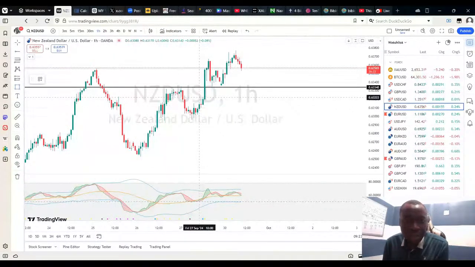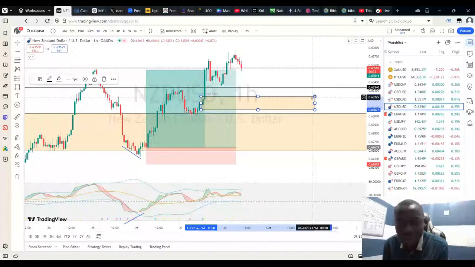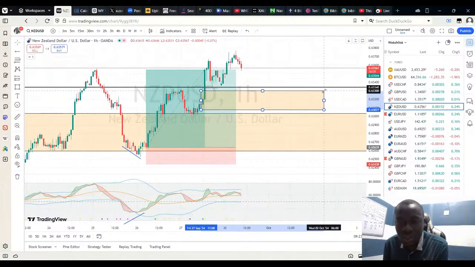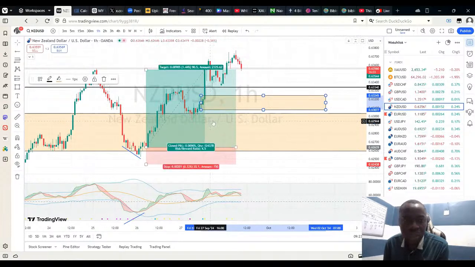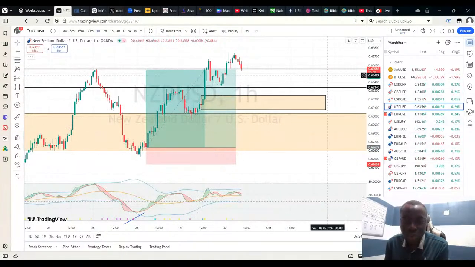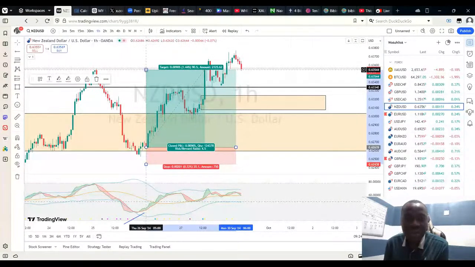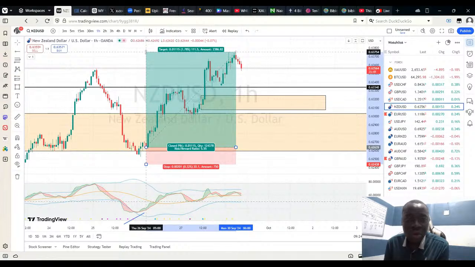Let me mark out the price for us. I'm expecting them to come to this region before they continue to the price of 0.6350 or 0.6320. Those are the two prices I'll be expecting them to come to before they continue pushing to the top. Look at it, we used just 20 pips and we got 90 pips, and look at it, they still push to the top to give us 100 pips.